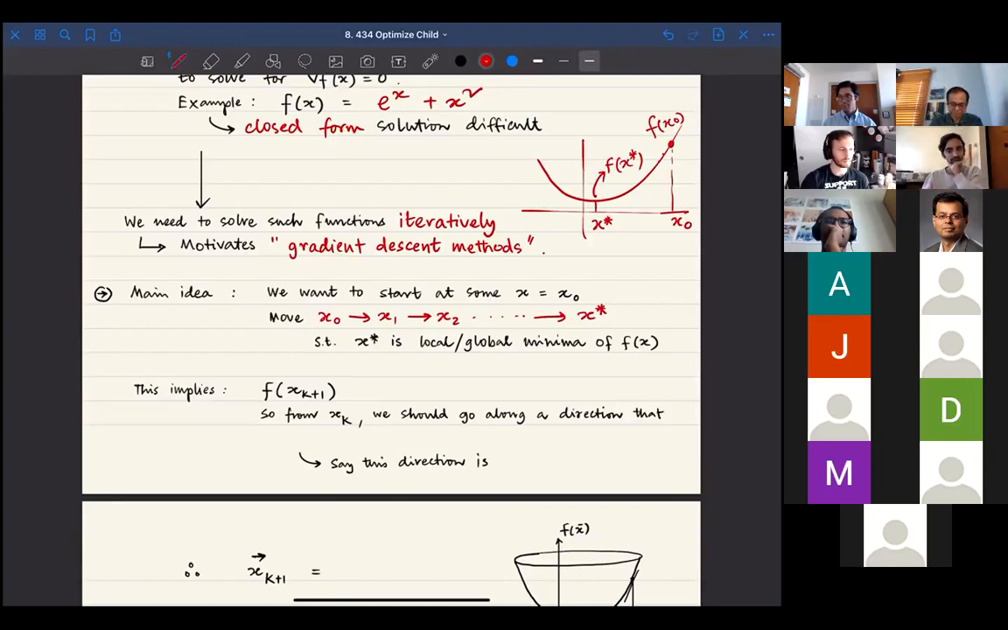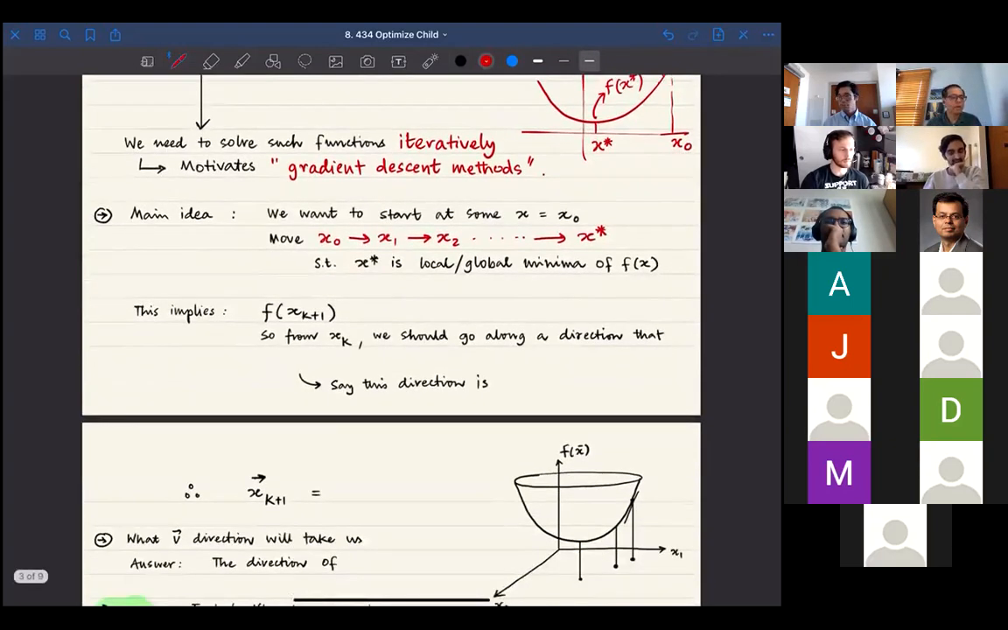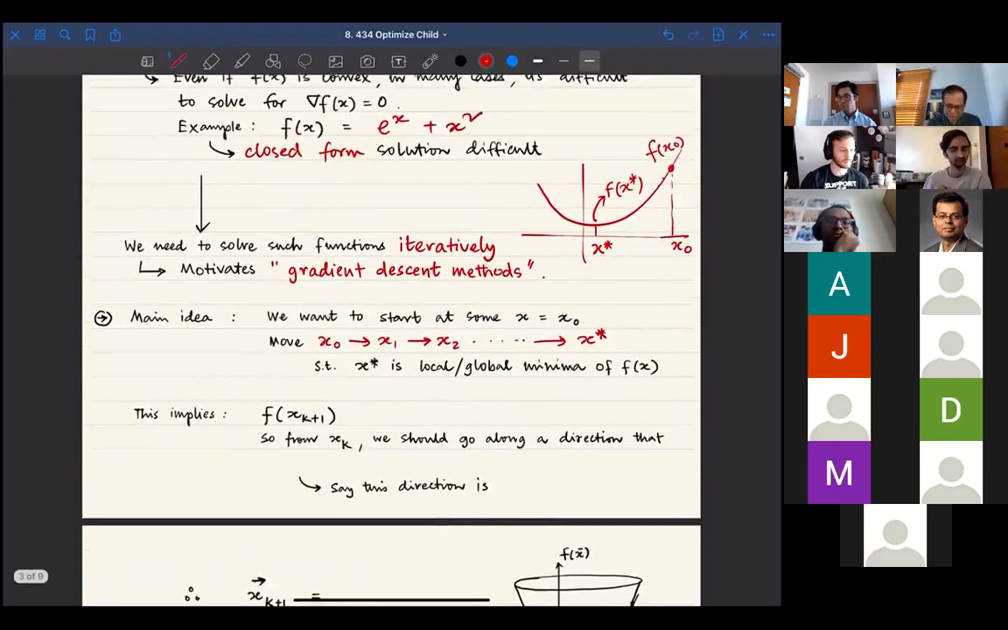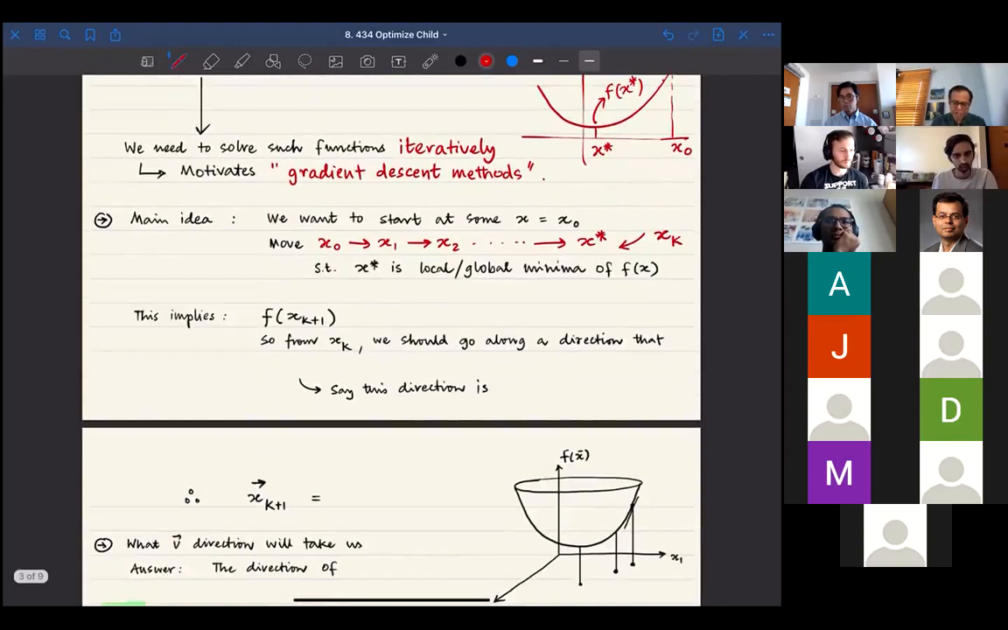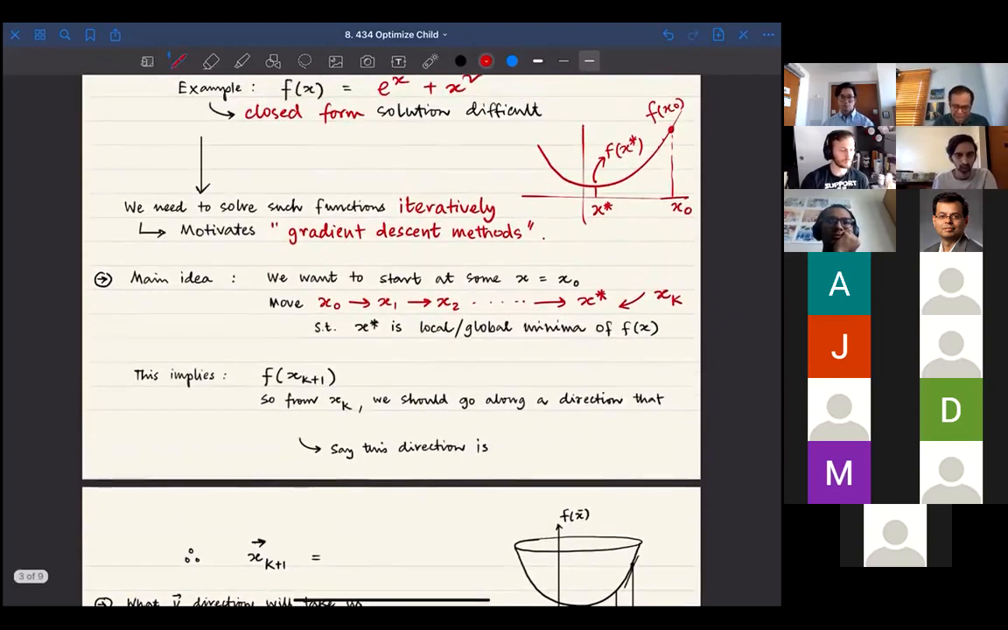Very good. So such that x star is the local or global minima of f(x). So what does this mean? If I denote this as a sequence xk, then what condition should hold? f(xk+1) should be what than f(xk)? Less than? Less than f(xk). Right? I should find xk+1 such that f(xk+1) is less than f(xk).